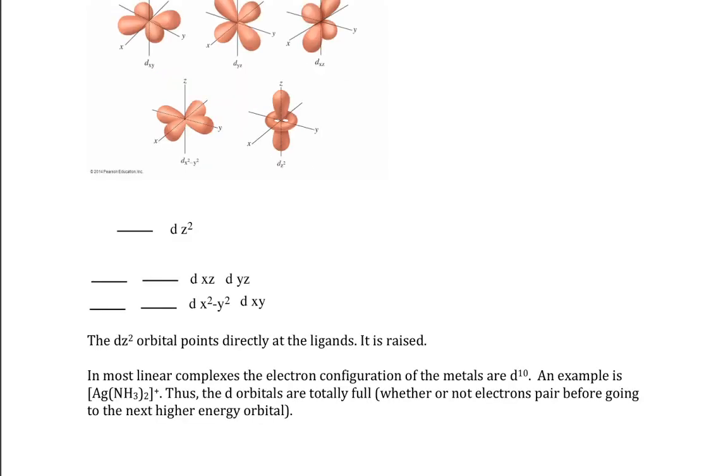In most linear complexes, the electron configuration of the metals are D10. An example is this Ag(NH3)2+. Thus, the orbitals are totally full, actually having 10 electrons. So whether or not electrons pair before going to the next higher energy orbital doesn't matter.